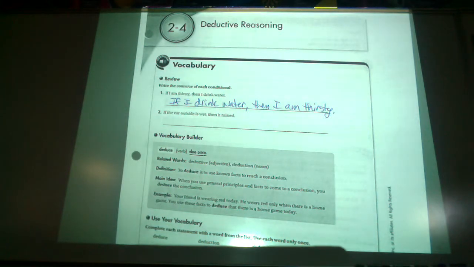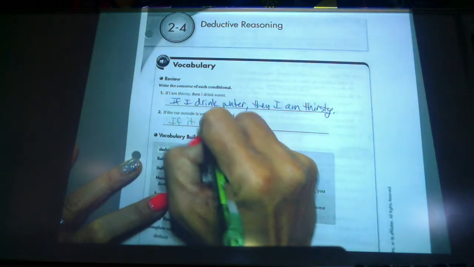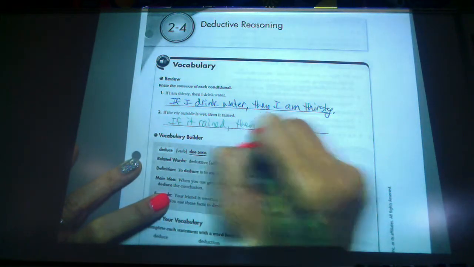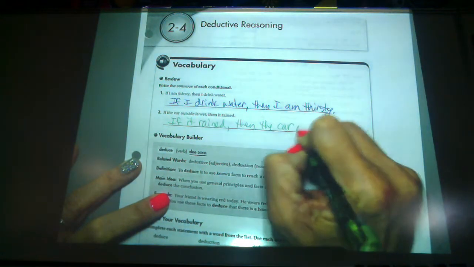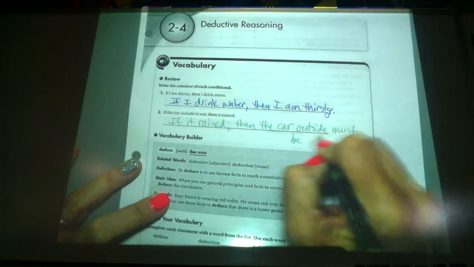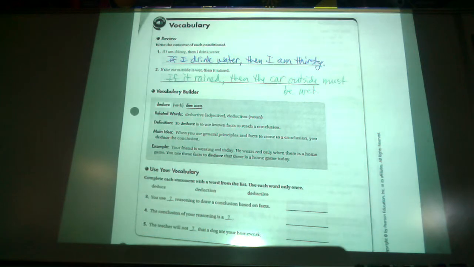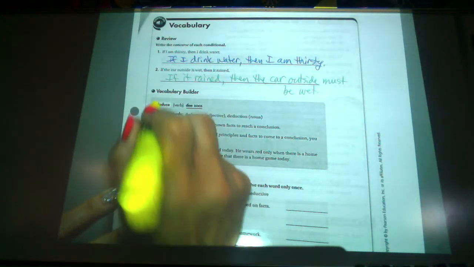If the car outside is wet, then it rained. Who wants to do the converse of that? If it rains, the car can be wet. Okay. Alright, so the converse just flip-flops the if and then statement. So we use the converse a lot. Your new definition today would be deduce.